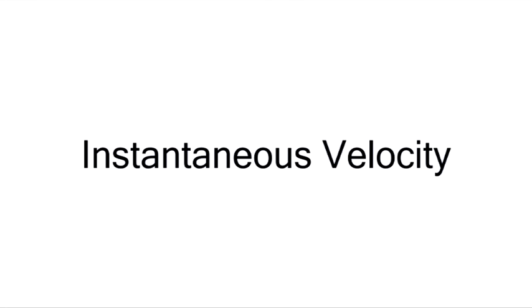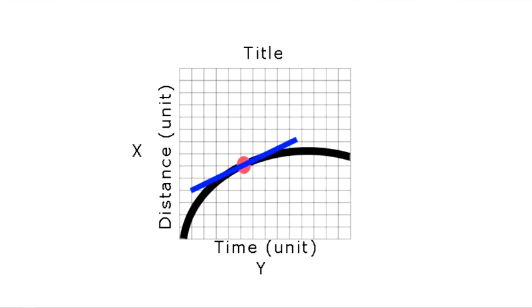To calculate an instantaneous velocity at a point, select a point and draw a tangent line to it. Then select any 2 points on the tangent line, then find the slope between them.